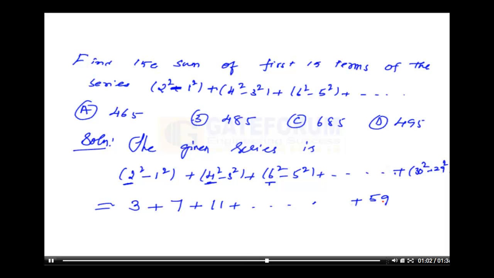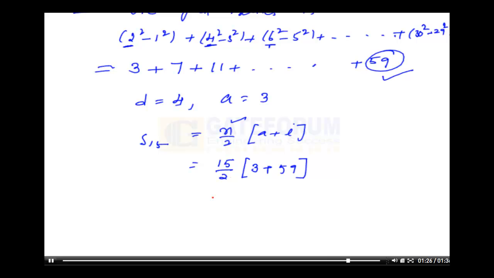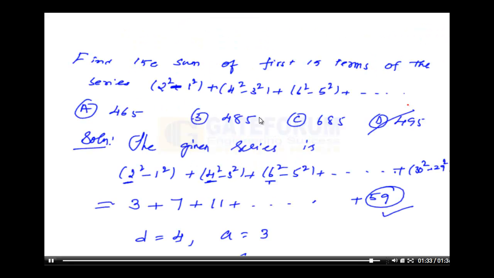Now, clearly the series is in arithmetic progression, whose common difference is 4 and the first term is 3. Now we have to find the sum of the 15 terms. So, S15 is nothing but n/2 into (a + l), where n is the number of terms, that is 15, a is the first term, which is 3, and l is the last term, which is 59. If we simplify, the result will be 495. That is option D.